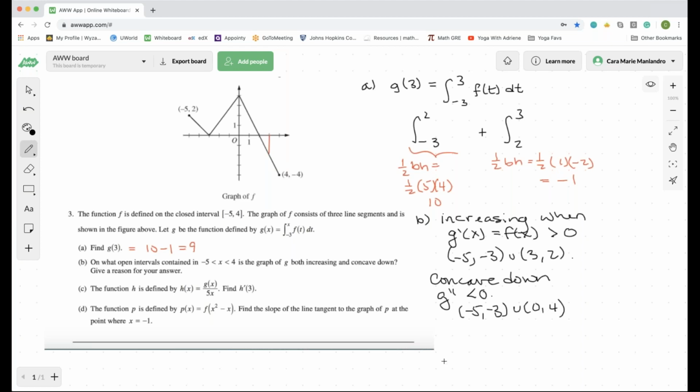Then we just have to find, again, the common intervals. So, let's see. What did I do wrong? That's a -3. Okay, so our common intervals are -5 to -3, and 0 to 4 and 0 to 2, where 0 to 2 is contained in 0 to 4. So we would say 0 to 2, and that would be our answer to part B.